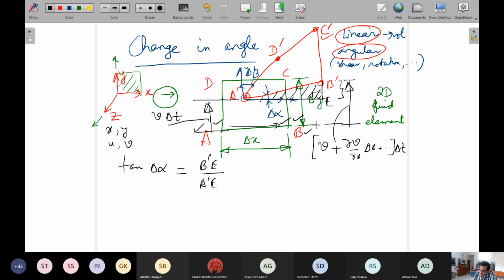So then the V at B is this one, and that multiplied by delta T will be this vertical thing. So B dash E is nothing but the difference between these two, this one and this one, the difference between the vertical movements of the points A and B. So then this term will get cancelled, and we will have the term in the numerator.